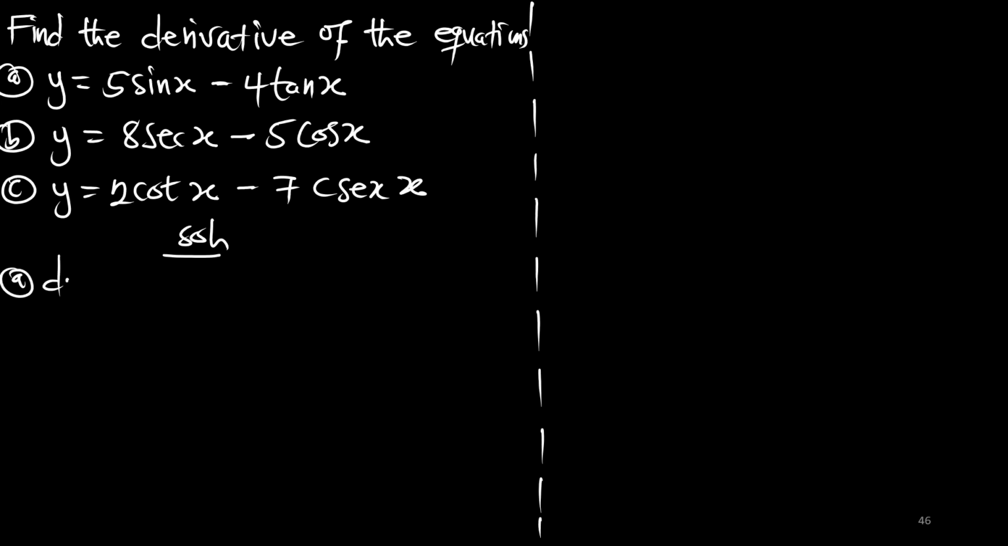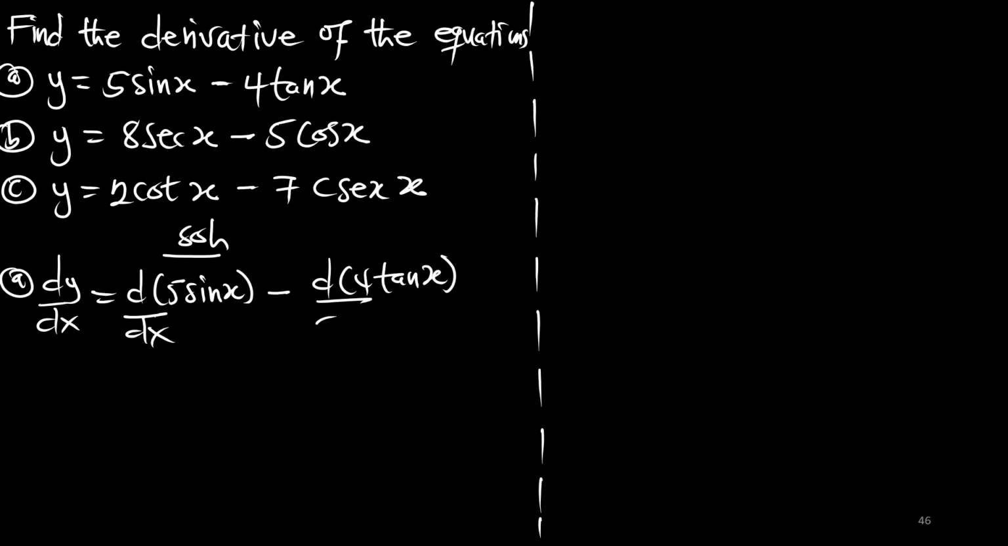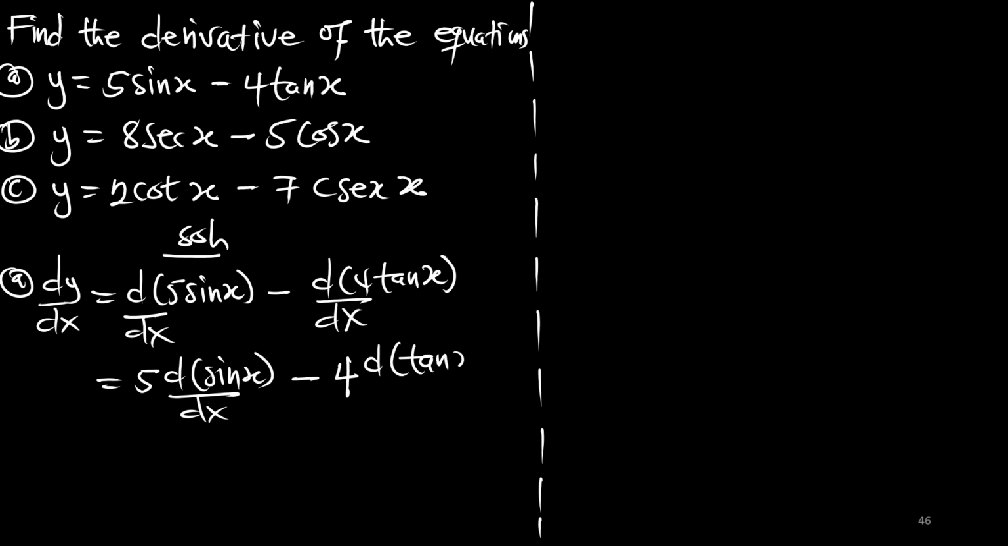So dy/dx should be equal to the derivative of 5 sine x with respect to x, minus the derivative of 4 tan x with respect to x. So this is equal to 5, which is a constant, so we can bring it out, times the derivative of sine x with respect to x, minus, we can also bring the 4 out, times the derivative of tan x with respect to x.